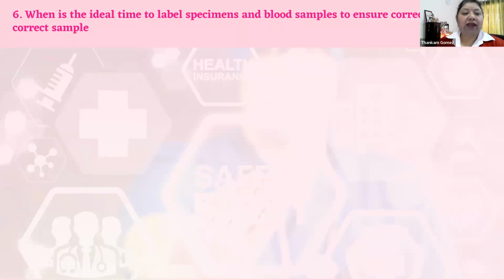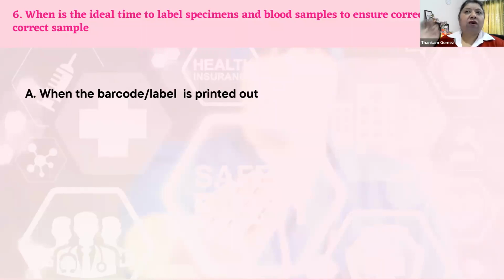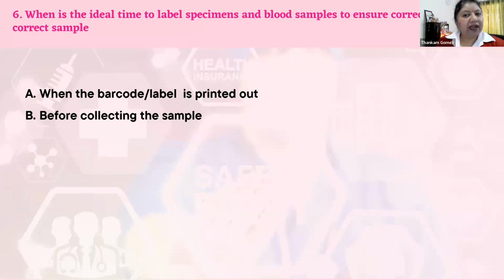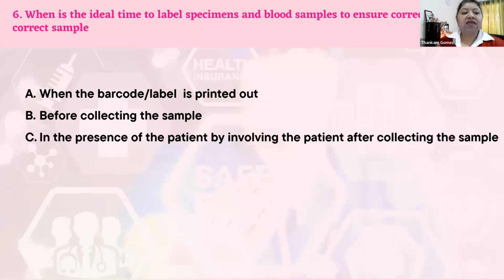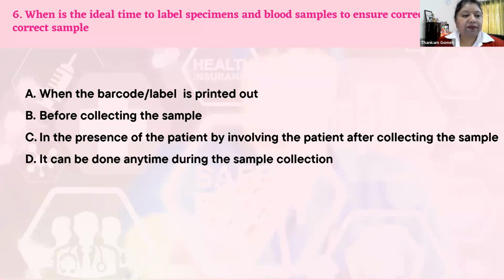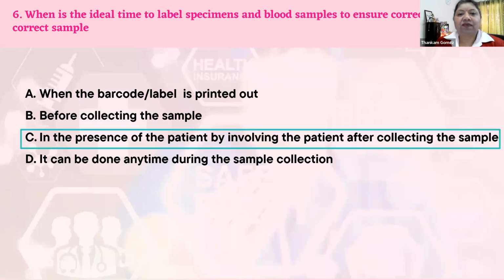So when do you label? Now I am talking about the right practice that is required. So there may be hospitals where they are using barcode or label is getting printed out before collecting the sample. Can I label all the vacutainers before I collect the sample is the question. In the presence of the patient by involving the patient after collecting the sample. It can be done anytime during sample collection. Answer: in the presence of the patient by involving the patient after collecting the sample.